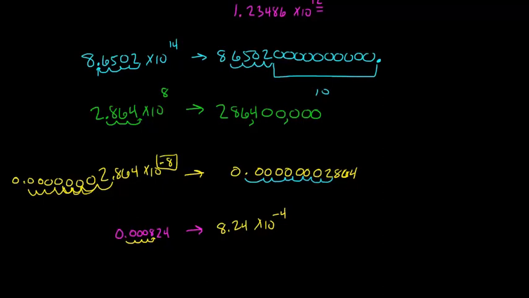A really important thing to remember here is that large numbers have positive exponents. So we have something like times 10 to the 8th. Anytime this exponent is positive, that means it's a very large number. Anytime your exponent is negative, that means we have a really small number. So here we have times 10 to the minus 8th, and that means we have a very, very small number, so we move our decimal place to the left.